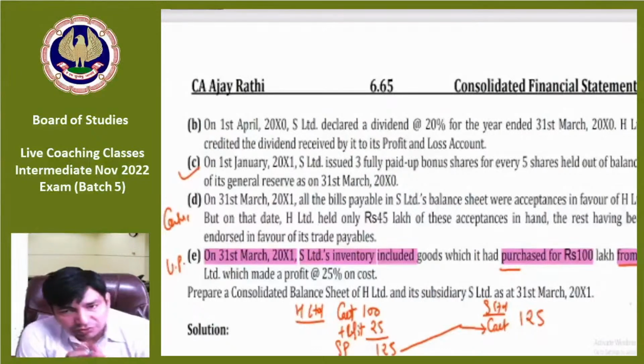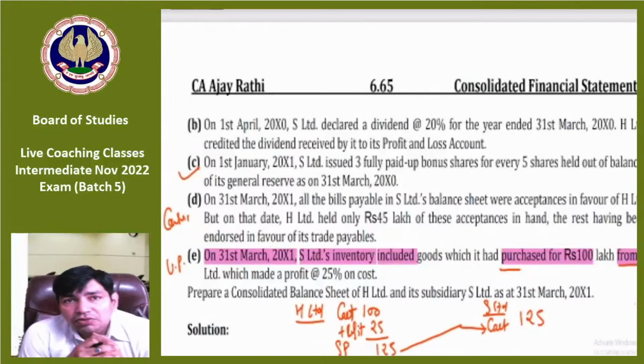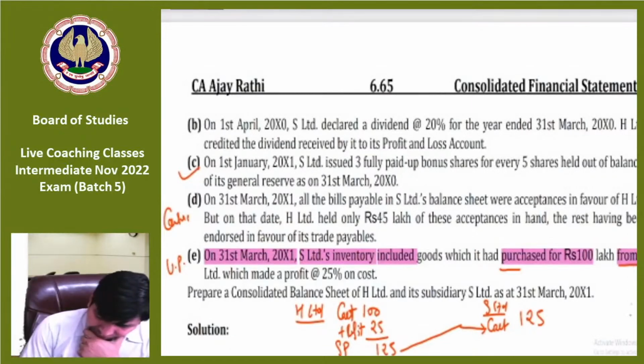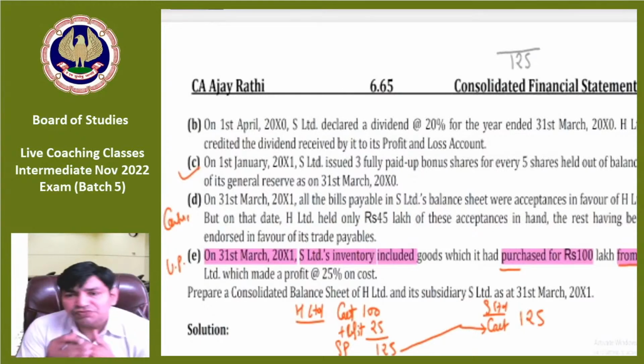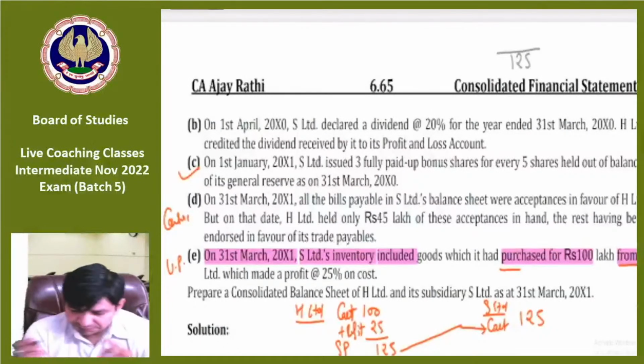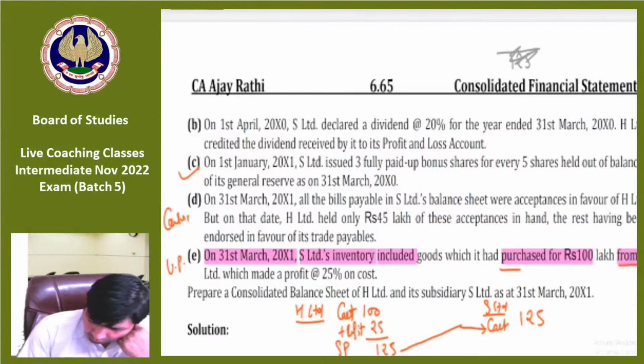Yes, beta ji, very very good. Now, if 125 is there, the final figure of stock in the hands of S Limited, then in that, okay, I am changing pen.